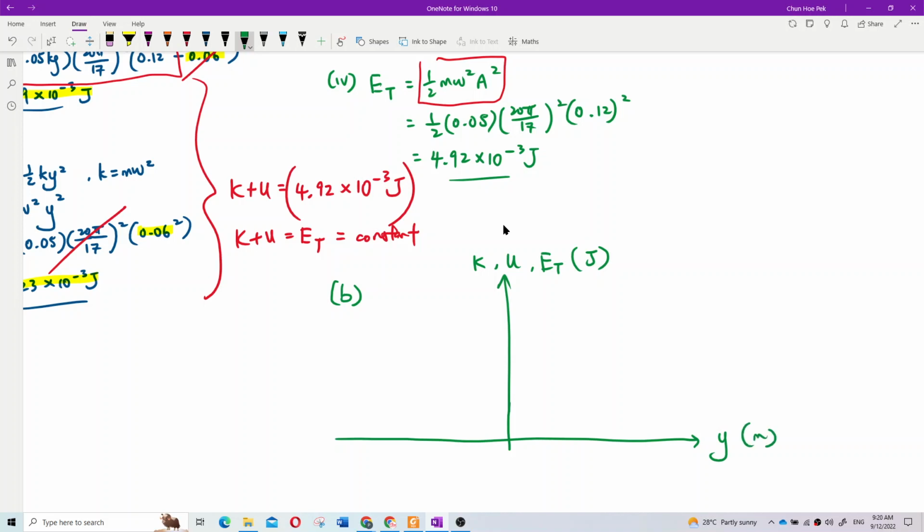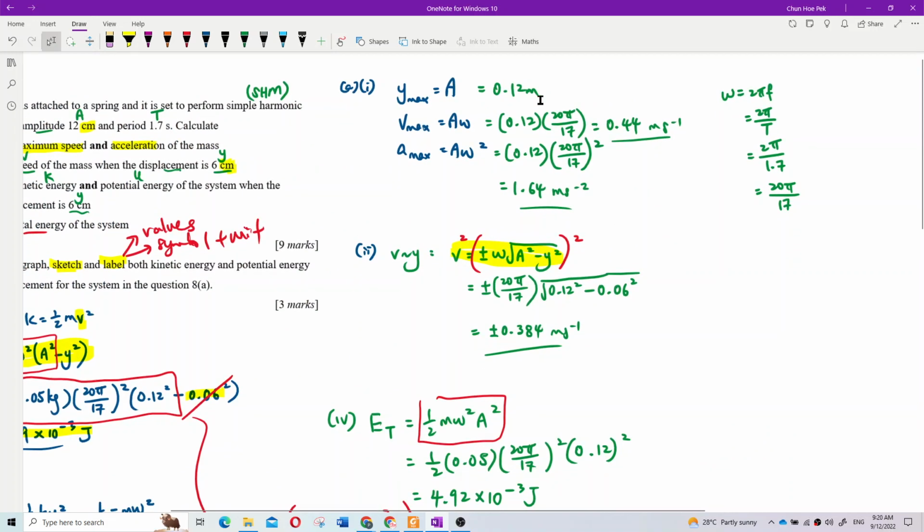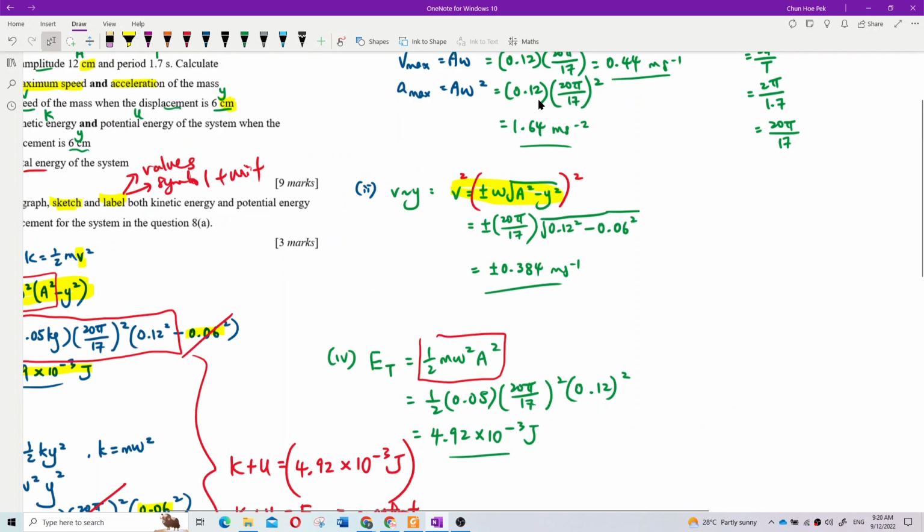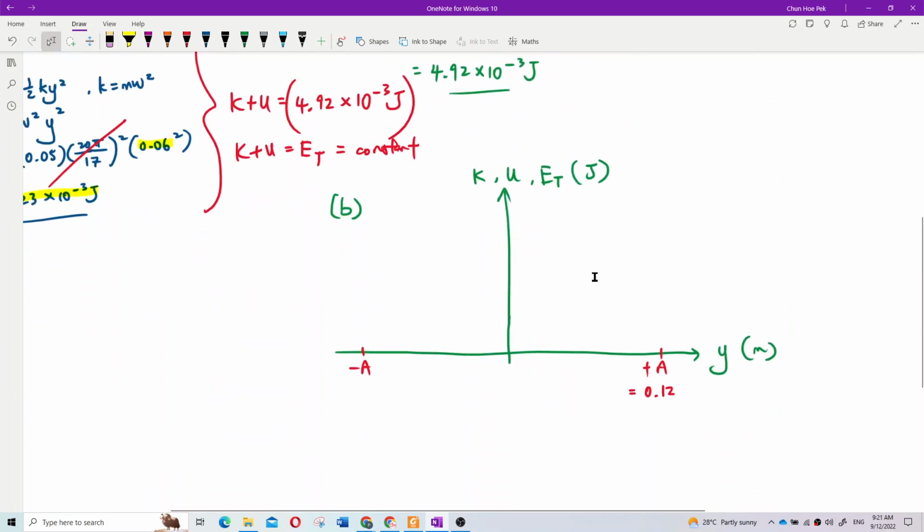This one, displacement, is in meter. You must have the unit. Unit must be there, you cannot have no unit. Then this is negative amplitude, this is positive amplitude. What was the amplitude just now? There must be a value, 0.12. Positive 0.12 meter, and this one is negative 0.12 meter. The SI unit must be put over here.